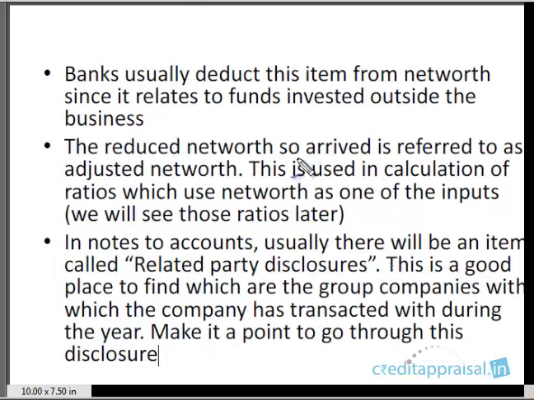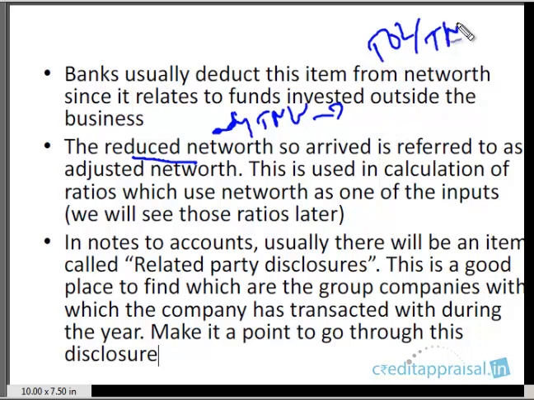So this is something which we discuss, that adjusted net worth. We have to reduce the net worth by the amount of investment in group concerns, right? This is a subsidiary company. So that adjusted net worth will then be the input for various other formulas where we take net worth as an input, like for example, TOL by TNW.